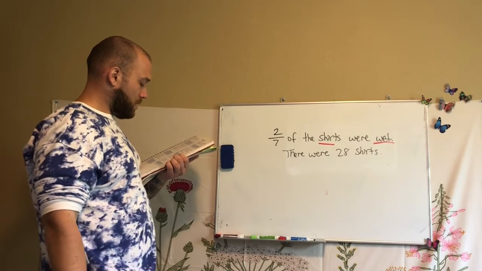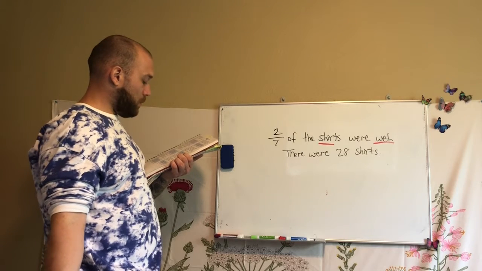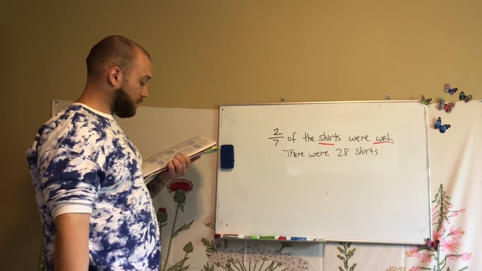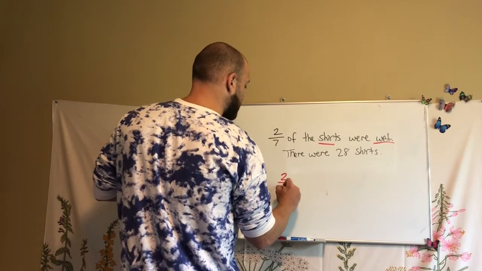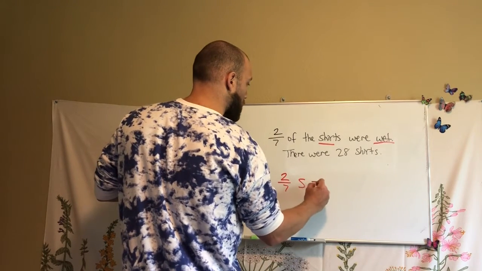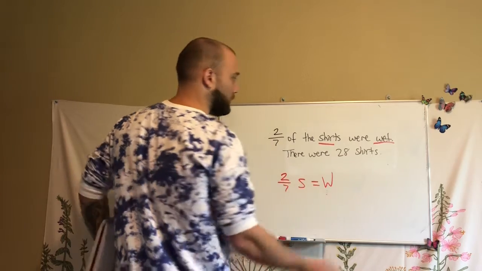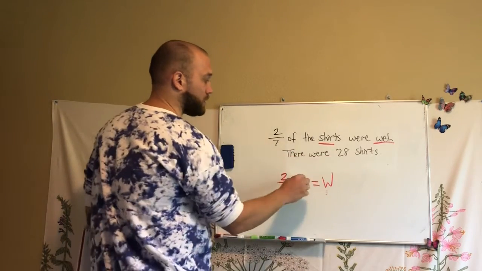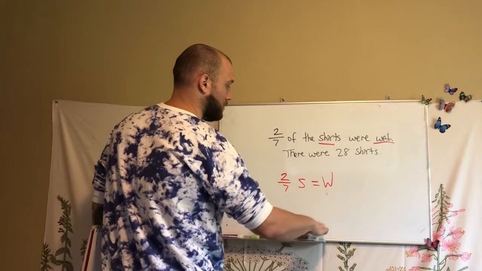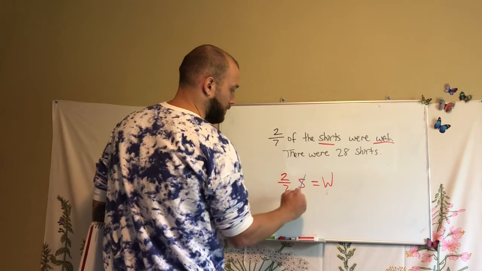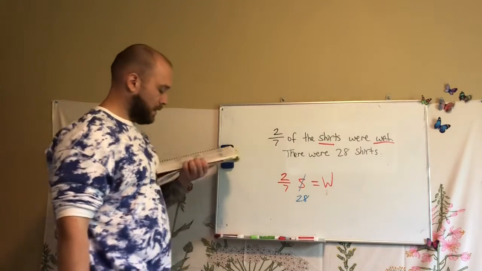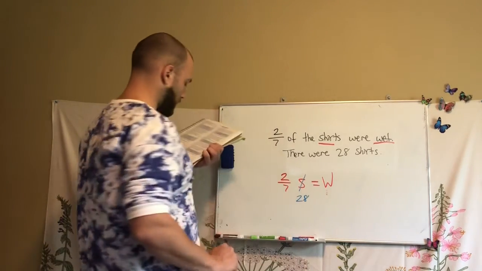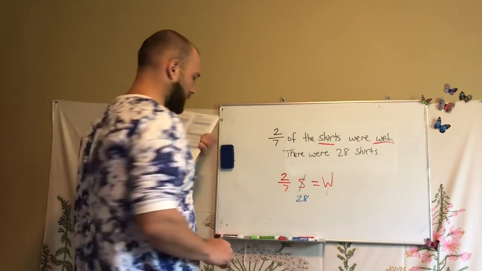So, we need to write the equation for what it gives us. Well, we know this, so 2/7 of the shirts were wet. And what do we know? Shirts. So we could cross that out and put 28 to solve. Here's another one.